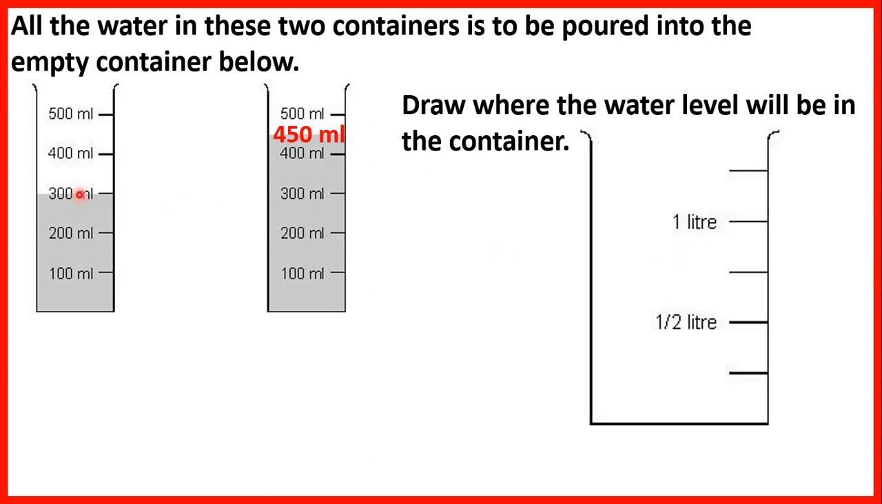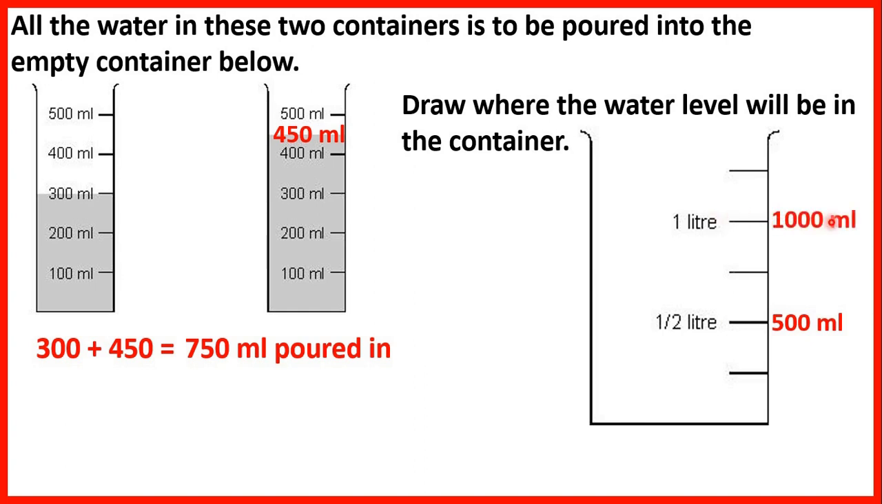So first, let's work out how much water gets poured in altogether. So we can add 300 plus 450, because that will give us the total amount of water in these two containers. That's 750 millilitres to be poured in. Now half a litre is 500 millilitres, because 1 litre is 1,000 millilitres, and half of 1,000 is 500. So we want 750 millilitres, and that's the number right in the middle.